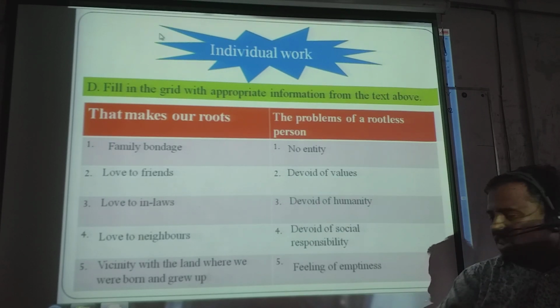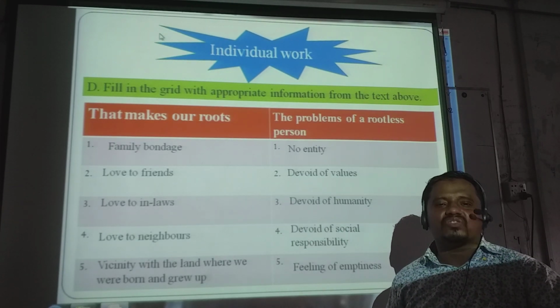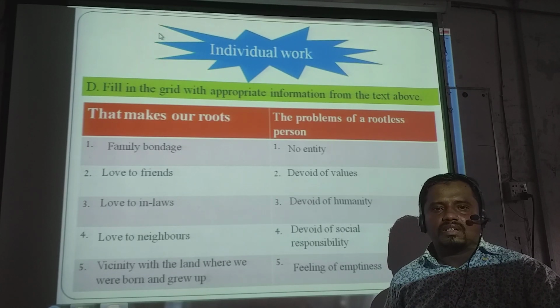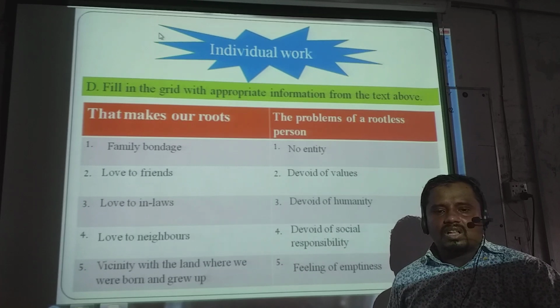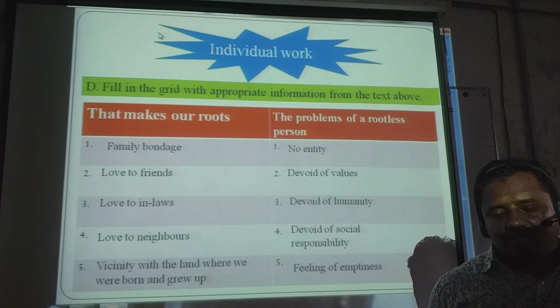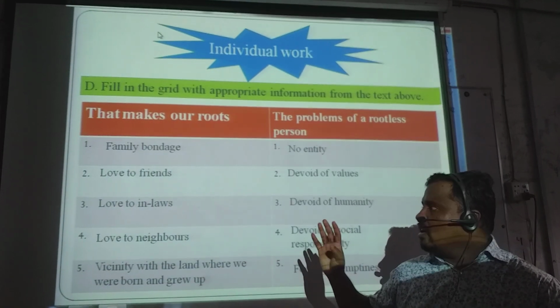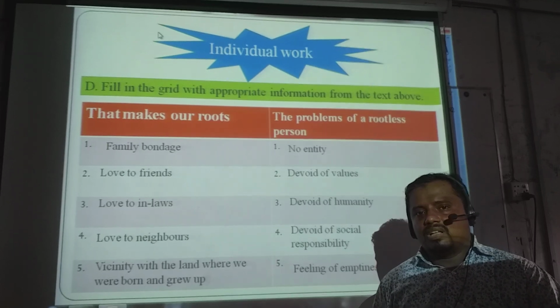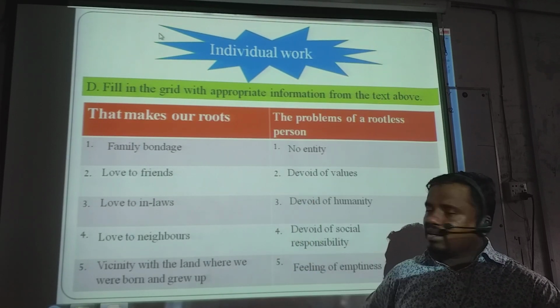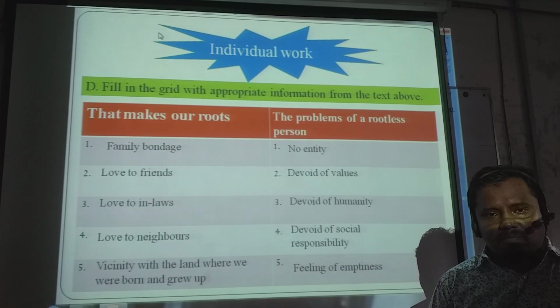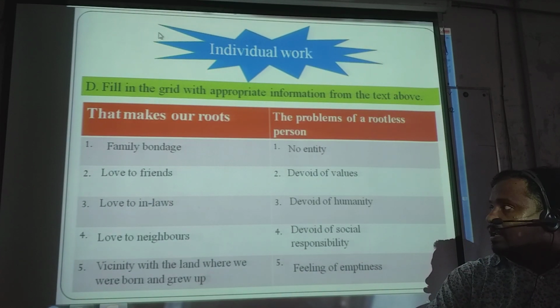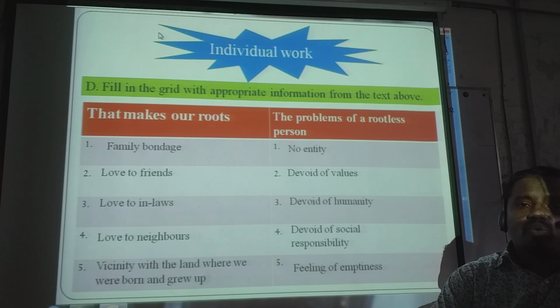And they always feel themselves empty, a feeling of emptiness. Or we can say emptiness. I think all of you have done well with the answer I have given, and I think you have done better for this.